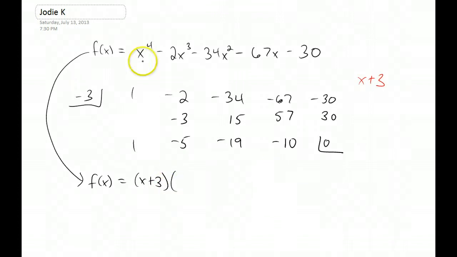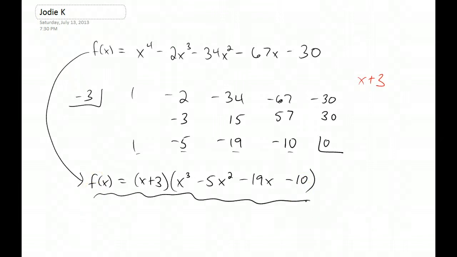Well, if we started with a fourth degree polynomial, we're left with a third degree polynomial, and the coefficients on it are what are left over in the synthetic division. So 1, -5, -19, -10. So that would be x cubed minus 5x squared minus 19x minus 10. We just found a completely different way to write the polynomial that we started with.